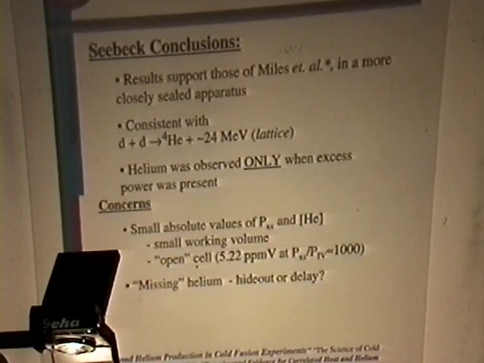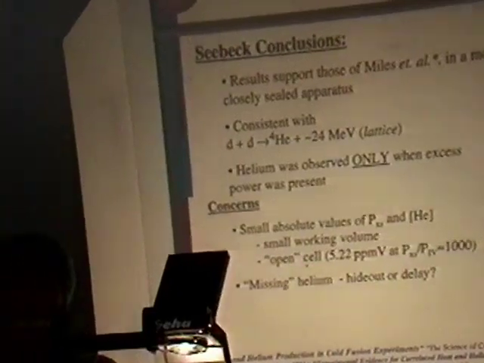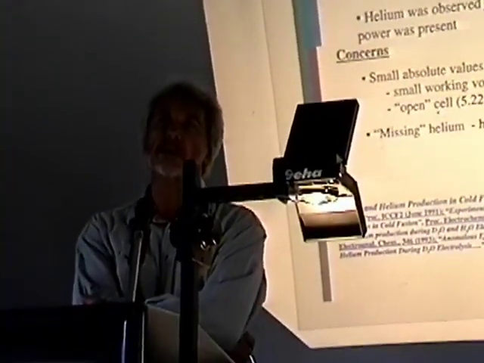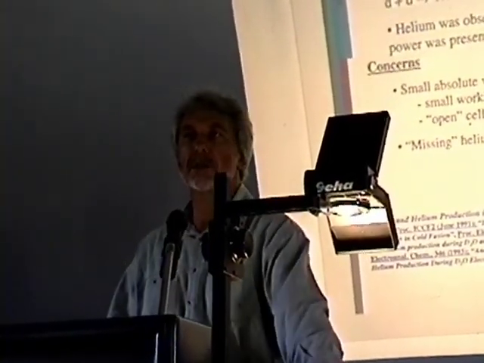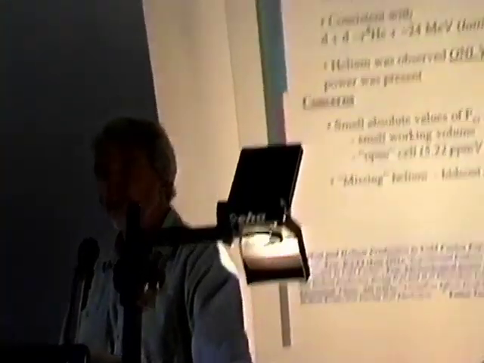The concerns that we had at that time were the small absolute values of the excess power and helium, because the cell had a very small working volume, and the background level, of course, for helium is so high. Background level of helium in the laboratory that we work in is 5.22 parts per million, and the amounts of helium that we were observing in these open cell experiments were in the parts per billion range. The other concern was the missing helium, or helium hideout, in experiments where excess power was observed. On 3 occasions we didn't observe the helium-4 that we expected to be present. The question is why?